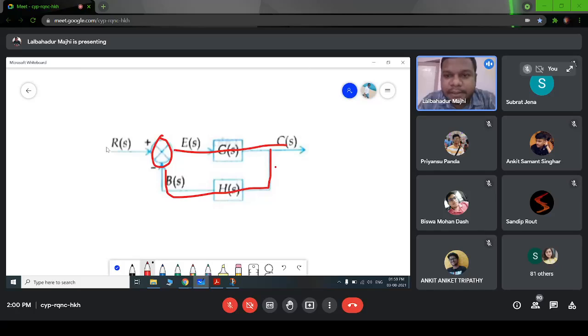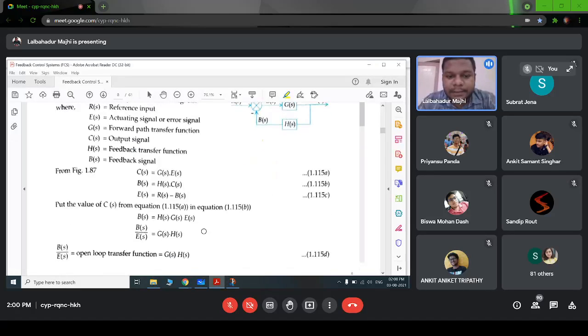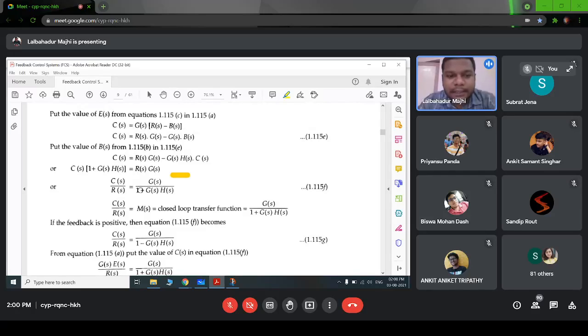So for this closed loop system, the output is C of S and input is R of S, and it is a negative feedback system, because the feedback has a negative symbol. So the transfer function for a closed loop system will be G of S divided by 1 plus G of S into H of S, right? So this is known as the closed loop transfer function. So for the open loop transfer function, it will be G of S into H of S, and for the closed loop transfer function, G of S divided by 1 plus G of S H of S.